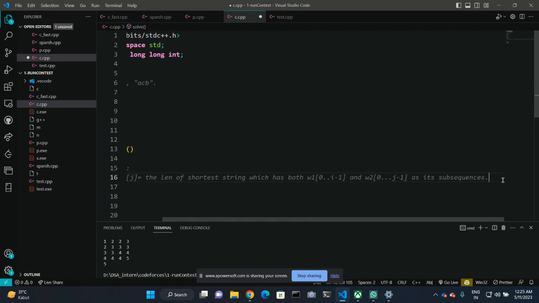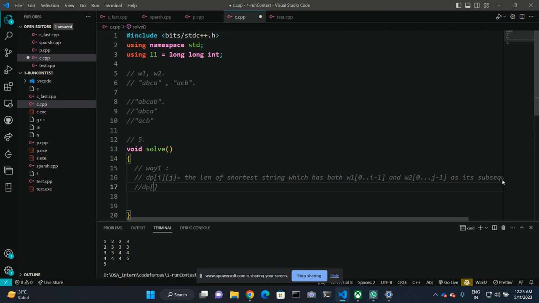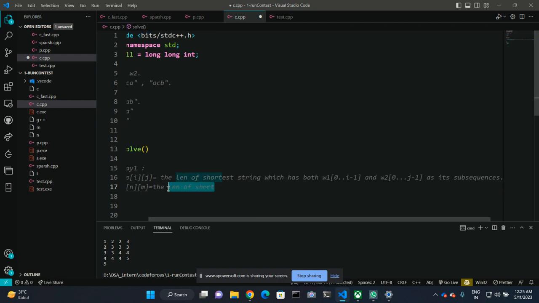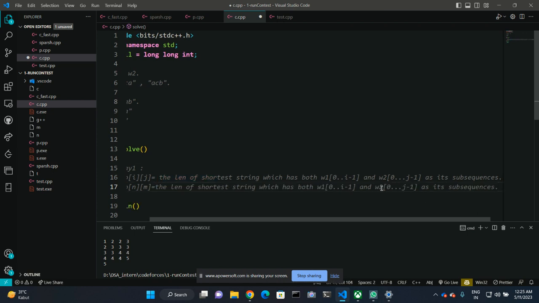Our final answer will be DP of, let the size of W1 be N and W2 be M. Our answer will be DP[N][M], which is the length of the shortest string. So this is our answer, right?